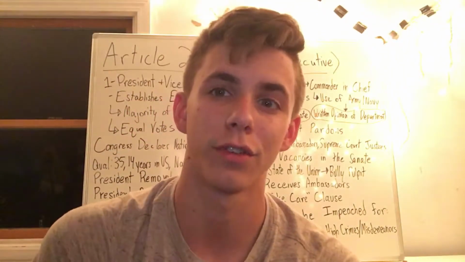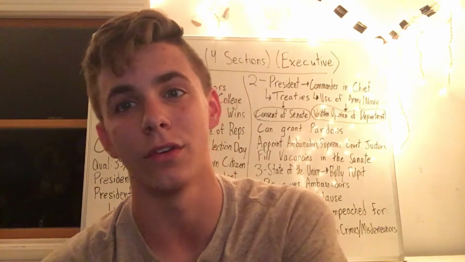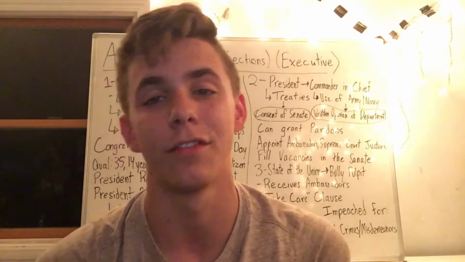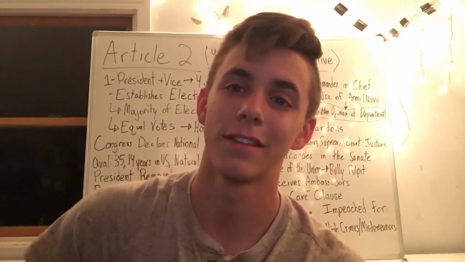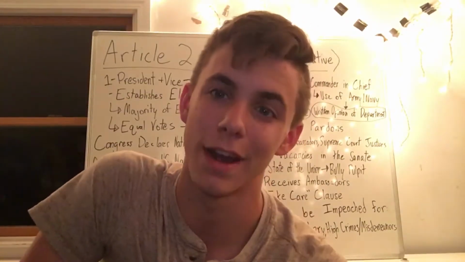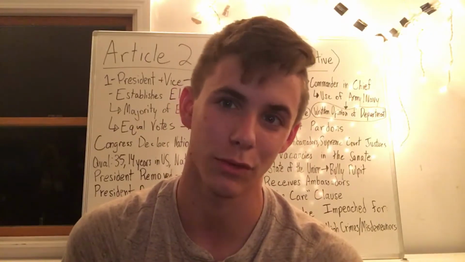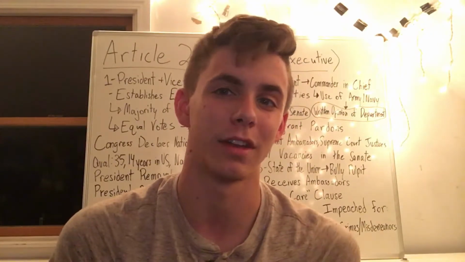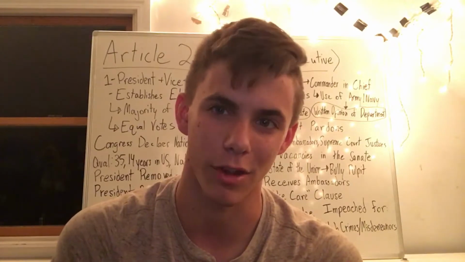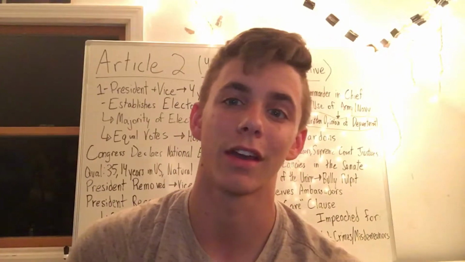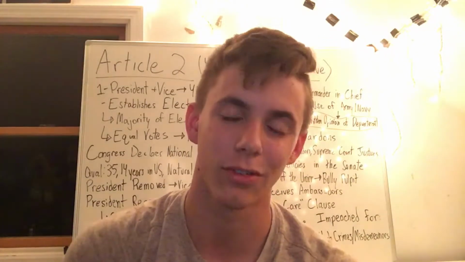But basically 538 members of the electorate vote on who the president is going to be. Whoever receives the majority of those votes becomes the president. If there's an equal number of votes, then the House of Representatives decides. This happened in the election of 1800 when Aaron Burr and Thomas Jefferson both received the same amount of votes from the Electoral College, and then the House of Representatives elected Thomas Jefferson as president. This section also states that Congress will choose the national election day.